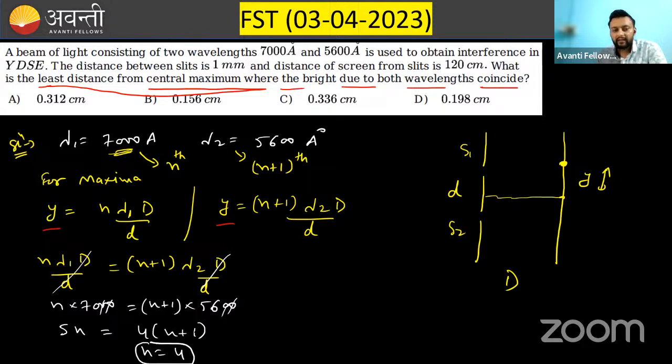Put this value of n in any of these two equations and you will get your answer. This is your part, do it by yourself. Put this value of n in either of the two equations and you will get the value of y. Clear?